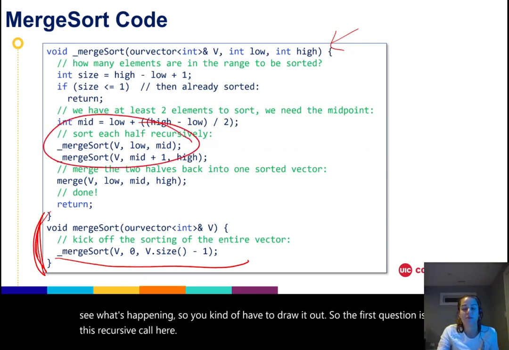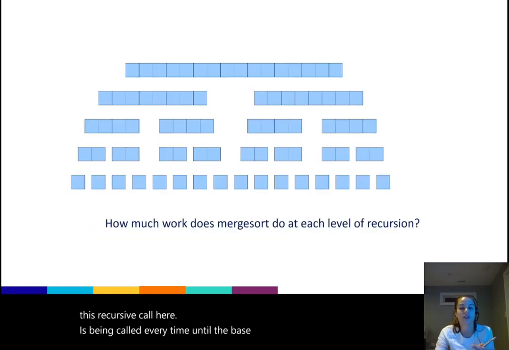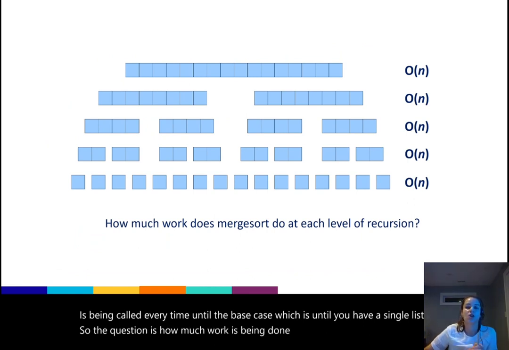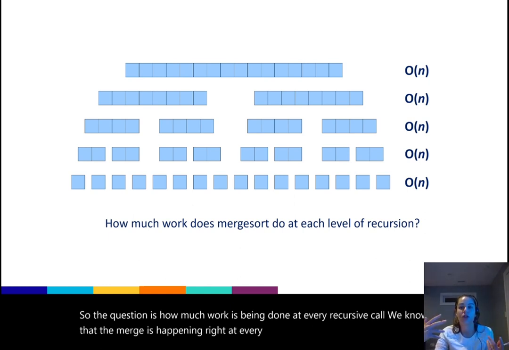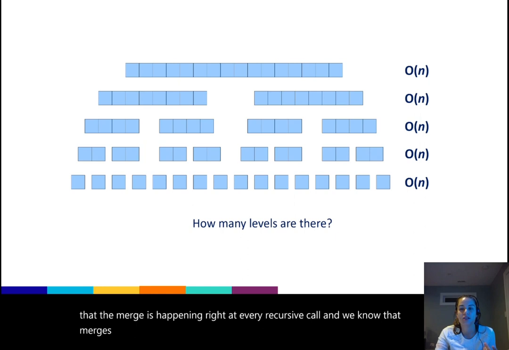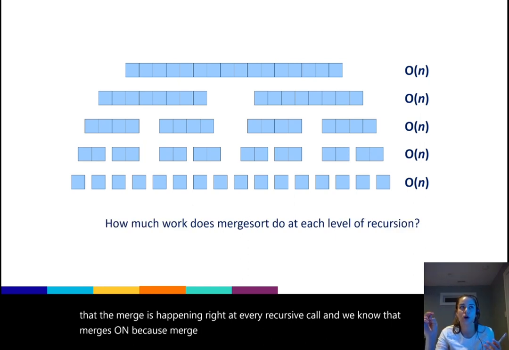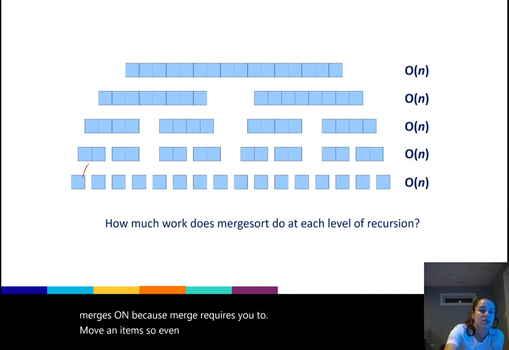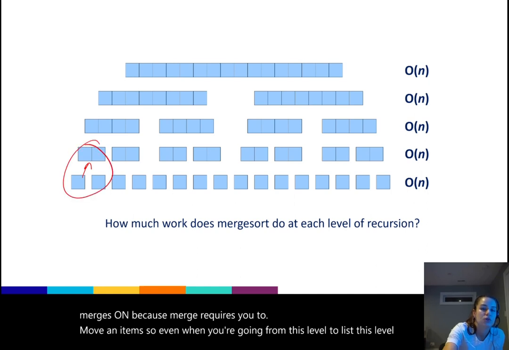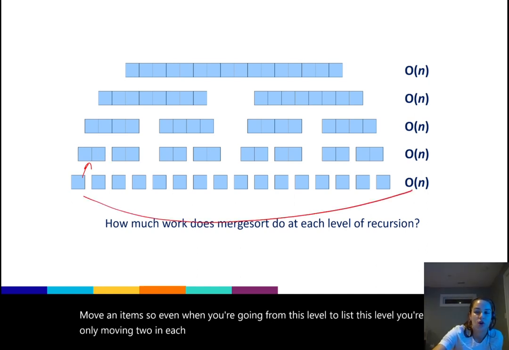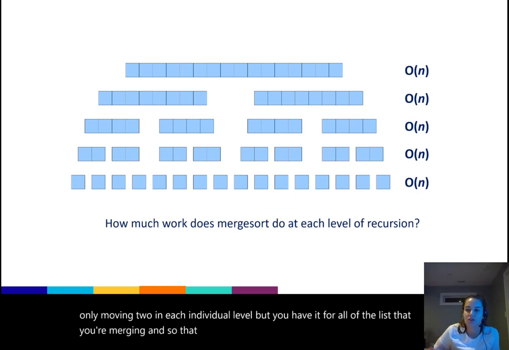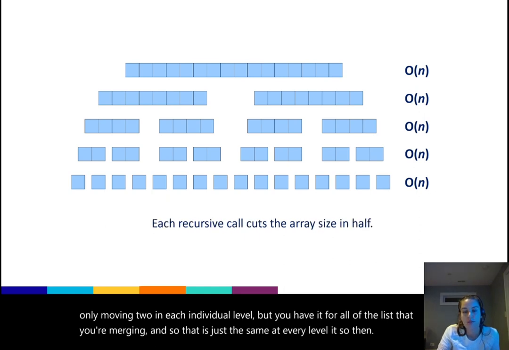So the first question is, this recursive call here is being called every time until the base case, which is until you have a single list. So the question is, how much work is being done at every recursive call? Well, we know that the merge is happening, right, at every recursive call, and we know that merge is O of n because merge requires you to move n items. So even when you're going from this level to this level, you're only moving 2 in each individual level, but you have it for all of the list that you're merging. And so that is just the same at every level. It's O of n.